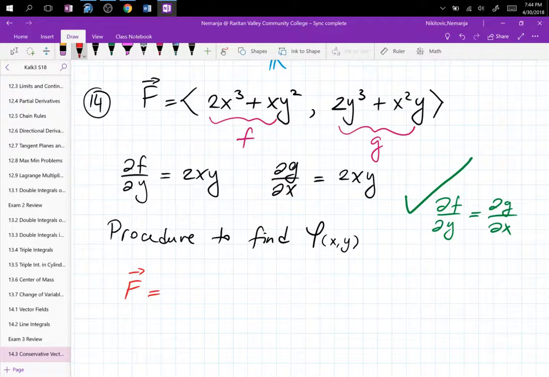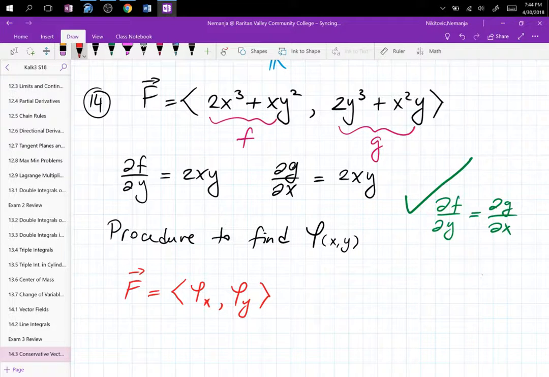The f is phi x comma phi y. So that's the partial derivatives. Because this is a conservative vector field, we have that the vector field was generated by taking the partial derivative with respect to x and the partial derivative with respect to y. So that's what we have for our f.